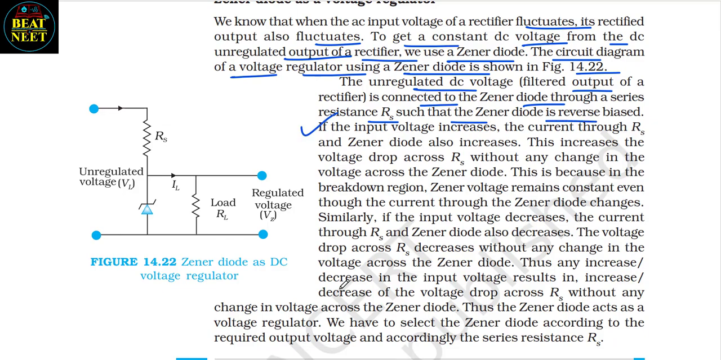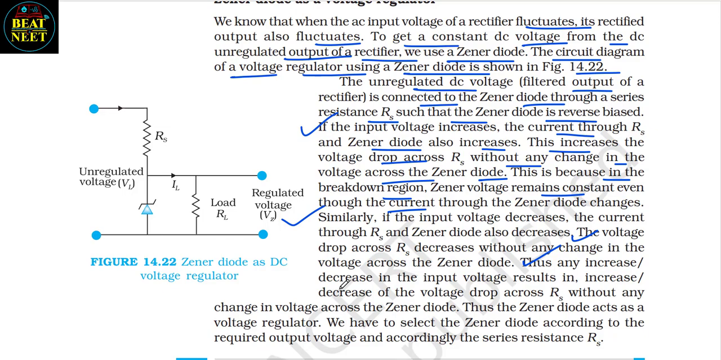If the input voltage increases, the current through Rs and the Zener diode also increases. This increases the voltage drop across Rs without any change in the voltage across the Zener diode. This is because in the breakdown region, the Zener voltage remains constant even though the current through the Zener diode changes. Similarly, if the input voltage decreases, the current through Rs and the Zener diode also decreases. The voltage drop across Rs decreases without any change in the voltage across the Zener diode.